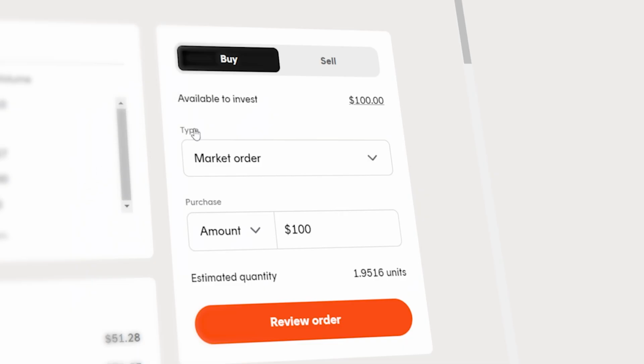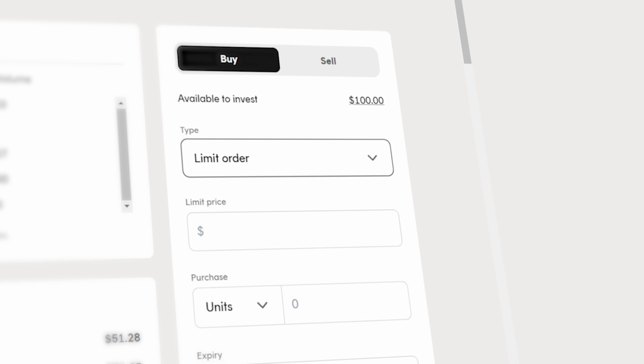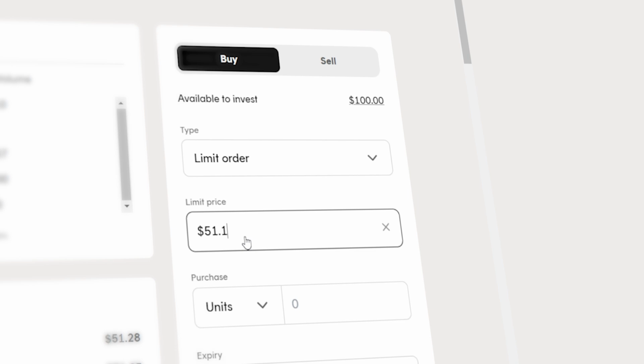So to do that, we'll just select limit from the drop down, and this basically means that you will place an order according to the limit that you've set. So in a buy situation, what I can do is place a limit on the order. If I want to buy for, let's say, $51.10, the order will execute at a maximum of $51.10 or lower if the price has gone lower.